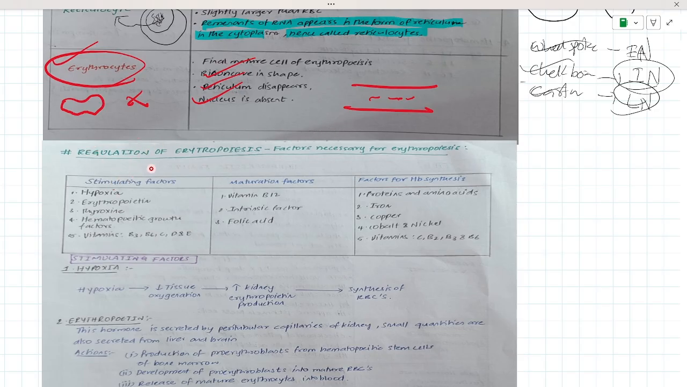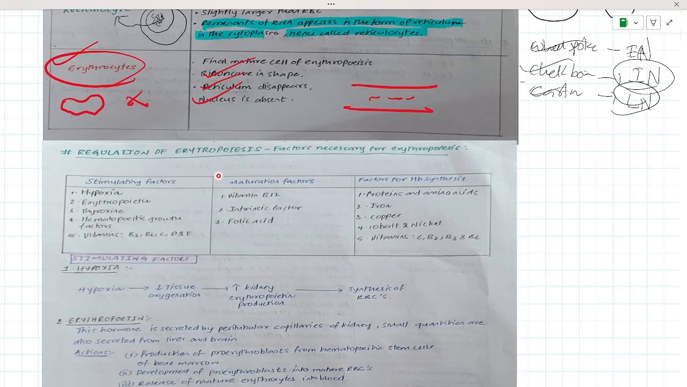This regulation of erythropoiesis can be studied under three main headings: stimulating factors, maturation factors, and factors for hemoglobin synthesis. So what are the various stimulating factors? The first stimulating factor is hypoxia, erythropoietin, thyroxine hormone, hematopoietic growth factors, or certain vitamins. These all are the stimulating factors. We'll be discussing each stimulating factor in detail. Hypoxia, erythropoietin, thyroxine, the growth factors, the vitamins.